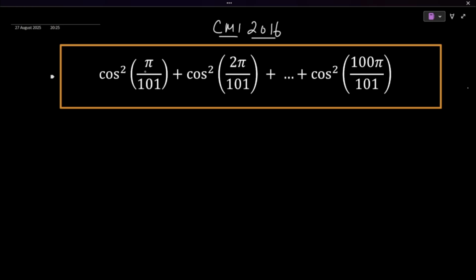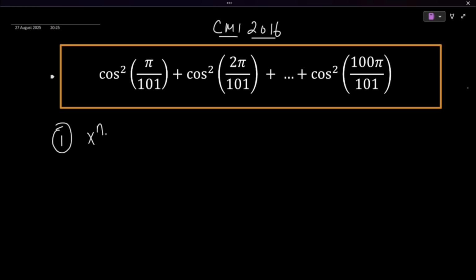Now, we are given cos square of pi by 101 and cos square of 2 pi by 101, and it goes up to cos square of 100 pi by 101. We're required to evaluate this sum. First of all, what we can do here is this. Whenever you see an expression like this, you have to remember about the roots of unity.